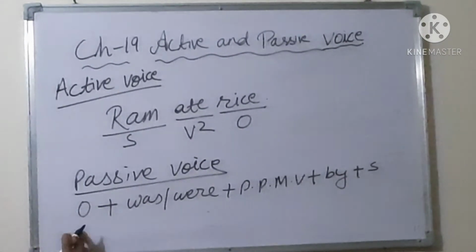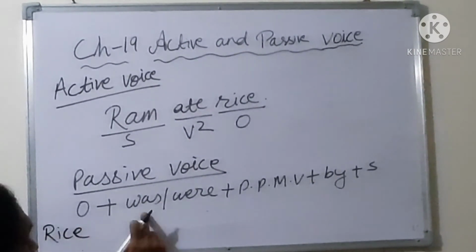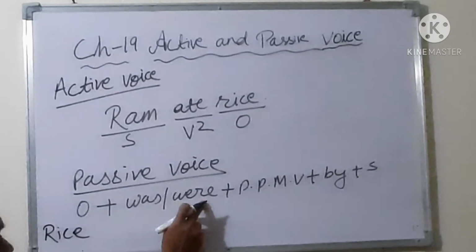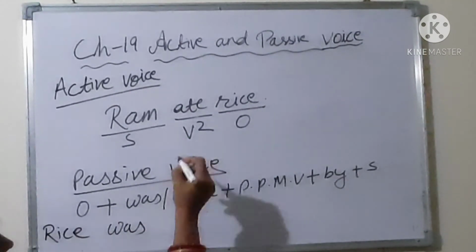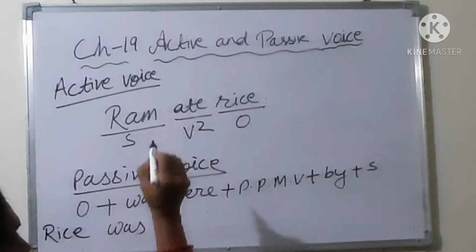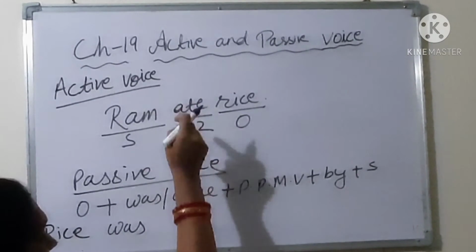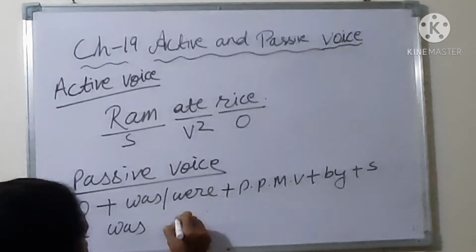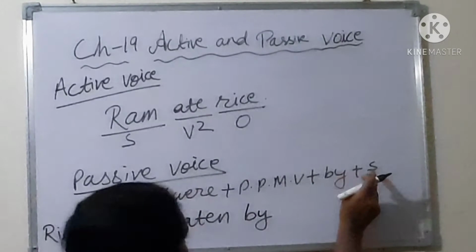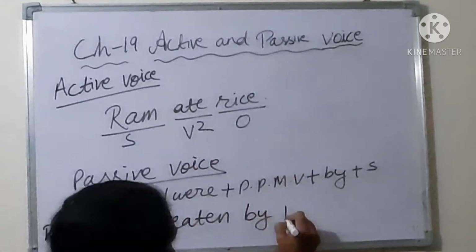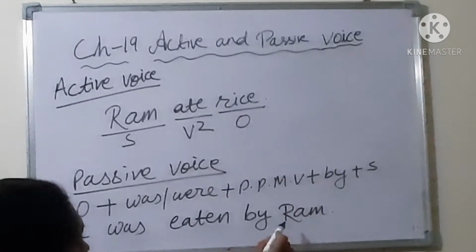First, the object. The object is rice. Rice will come first. Here we will use the past auxiliary form, so near rice we will write was. Then the past participle form of the main verb, which is eat, ate, eaten. So rice was eaten by, who is the doer? The doer is Ram, by Ram. So the answer will be: rice was eaten by Ram.